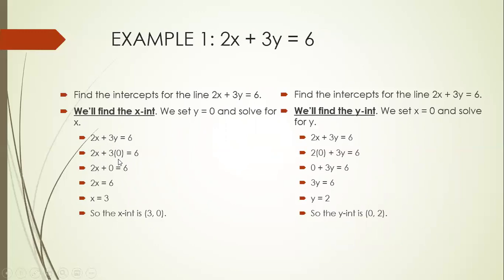2x plus 3 times y, what is y equal to? It's equal to 0. You know why? Because we said y, you're equal to 0, and it equals 6. So we set y equal to 0. We just say it, and we plug it in. 3 times 0 is 0.